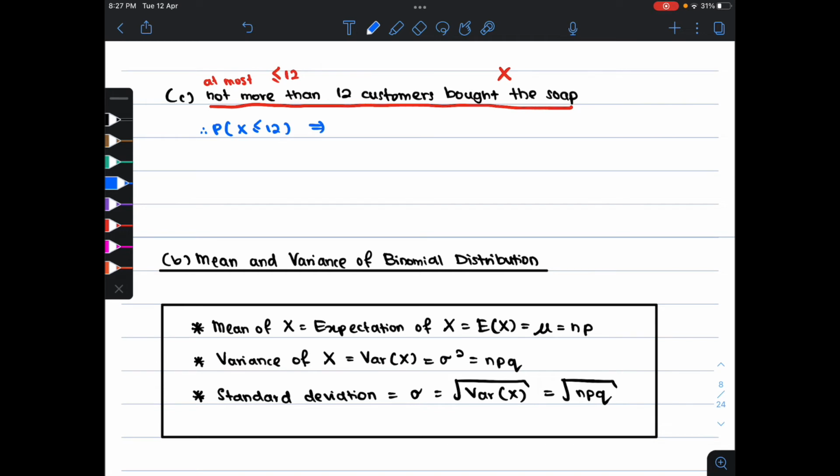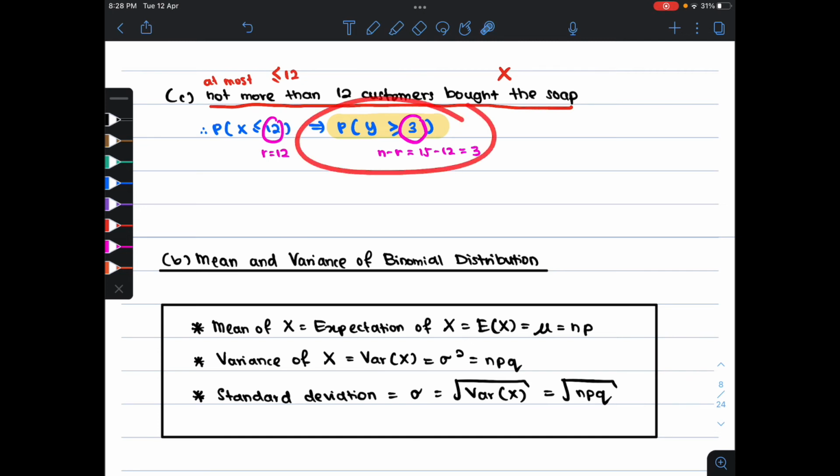Now we need to change this to become event Y. So X, just rewrite it as Y. For the symbol, change the direction only, like so. But make sure that the equal sign stays the same. Now, what about the value? If this is 12, what are we going to get here? So the original R is 12. Now for the new R, it's going to be N minus R. So it's 15 minus 12, which is equal to 3. So actually for part C, we need to find P(Y more or equal to 3).